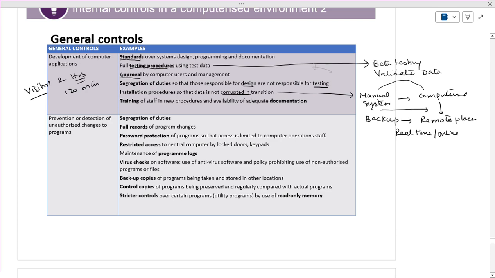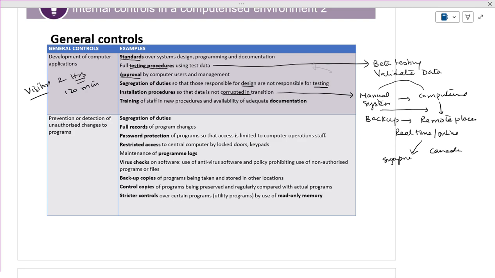They will have backups somewhere else. You will have a backup somewhere in Singapore, somewhere in Canada. Your backup facilities will be there, in other countries, outside the country, so that the data should not get corrupted.